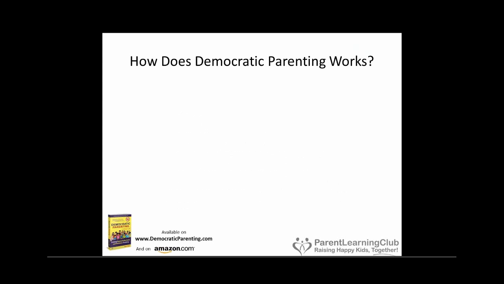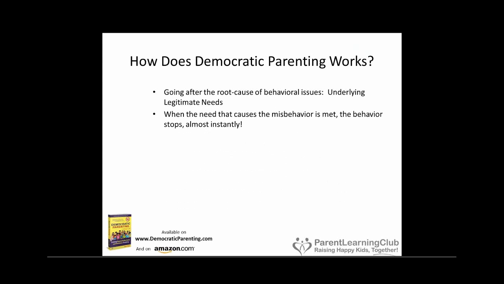So how does democratic parenting work? This is important for us to consider when we're discussing these needs. Democratic parenting goes after the root cause of behavioral issues, the underlying legitimate needs. When the need that causes a behavior is met, then the behavior stops almost instantly. It's as if the behavior is a fire and the need is the wood that's fueling the fire. As soon as we take away the wood, as soon as we meet the need, there's no more fuel for the fire to burn and the misbehavior stops. Like I said, almost instantly.